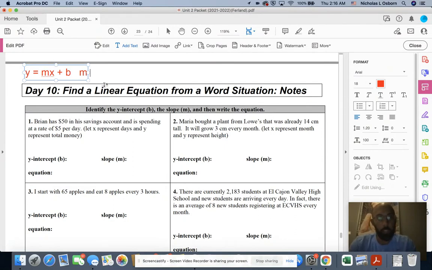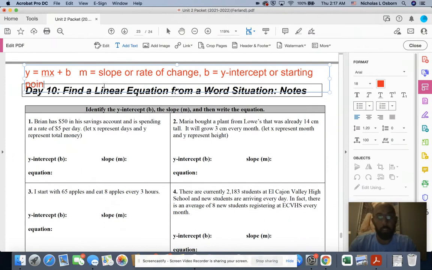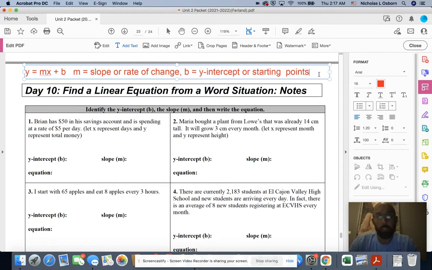Now remember that the m is your slope, or we can also call it the rate of change. That's what we're going to be looking for, what's changing in the problem, because that's your slope. Then the b, if you guys remember, is your y-intercept, or you can also call it the starting point. You can write this at the top. So when you're looking for the b, you're looking for where this thing started. What's the beginning? What's the initial value? And to find that, you got to look at the keywords.